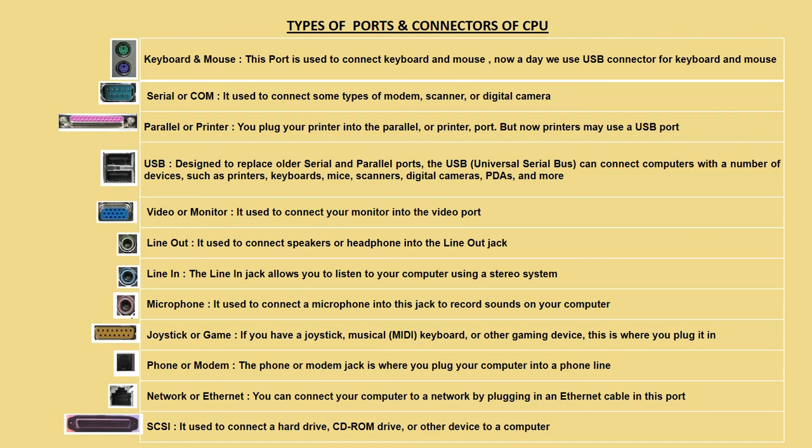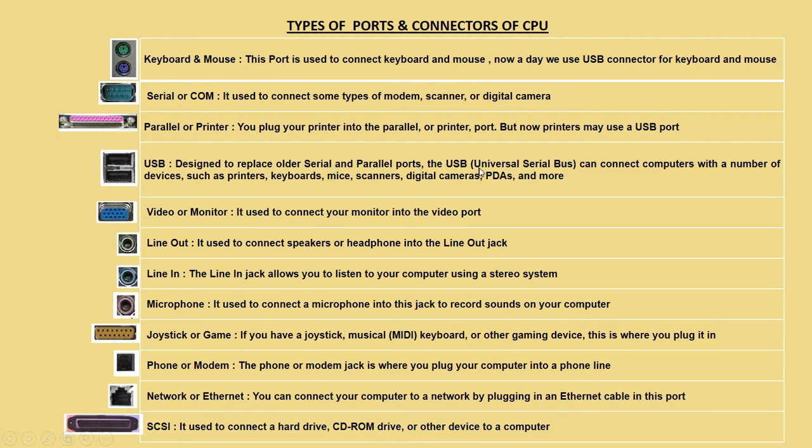Types of ports and connectors of CPU. Now the first one is keyboard and mouse, that is your PS2 port, used for connecting keyboard and mouse. Okay. Then the second one is your serial port, which is used for your modem, scanner and digital camera. Parallel port, which is used for your printer. Okay. But nowadays the USB port is used for your printer connection. Then USB is there, and this is designed to replace older serial and parallel ports.